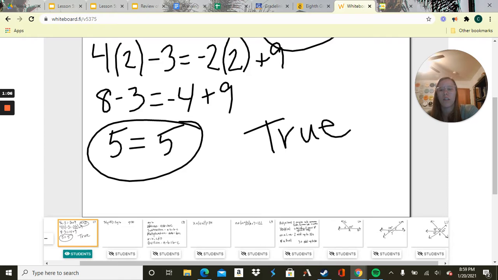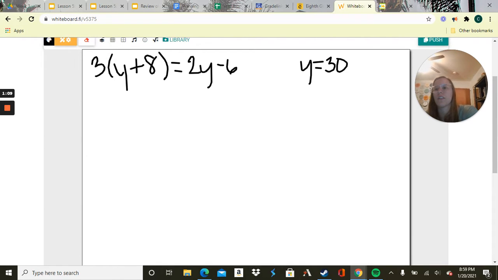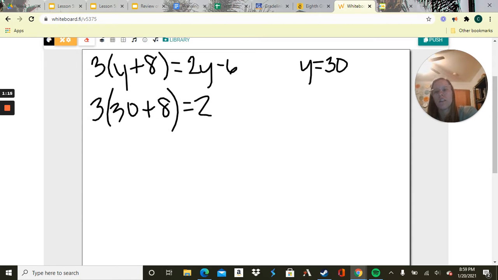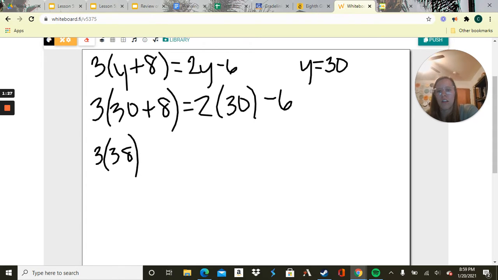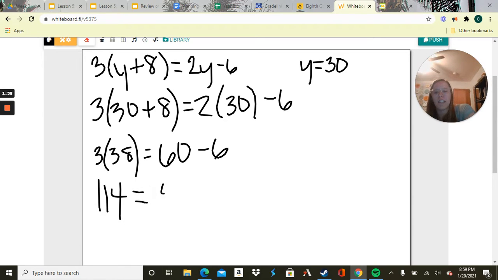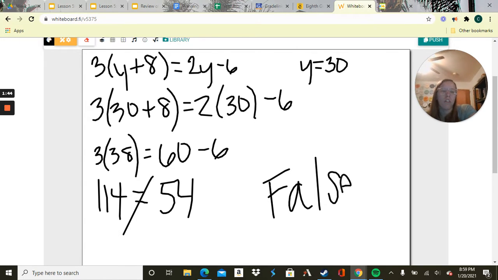Okay? Now let's look at another one. Here we have 30. So we have 3 times 30 plus 8 equals 2 times 30 minus 6. So here first we need to add. So we have 3 times 38 equals 2 times 30 is 60 minus 6. 3 times 38 is 114. 60 minus 6 is 54. These do not equal, so it's false. Y equals 30 is not a solution for this equation.